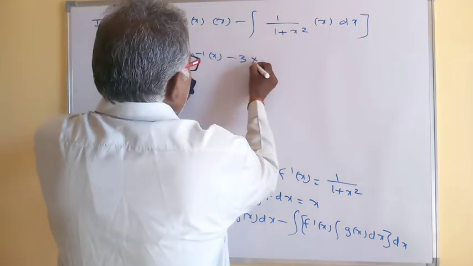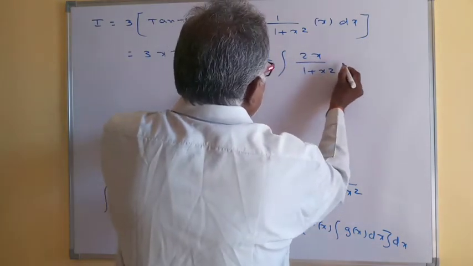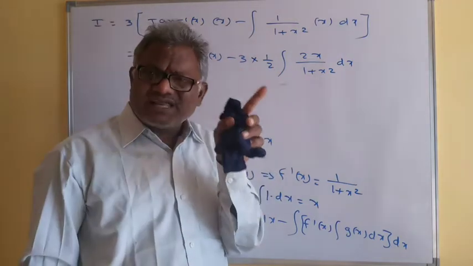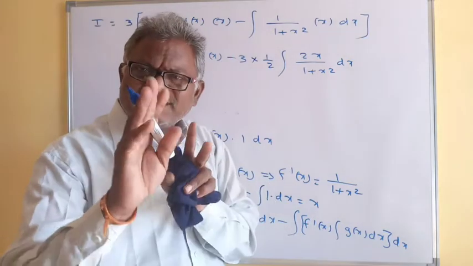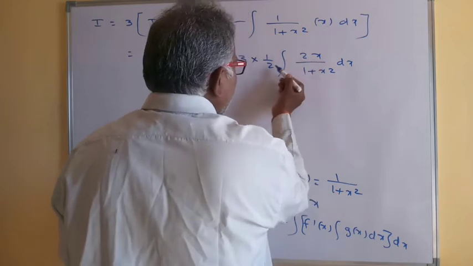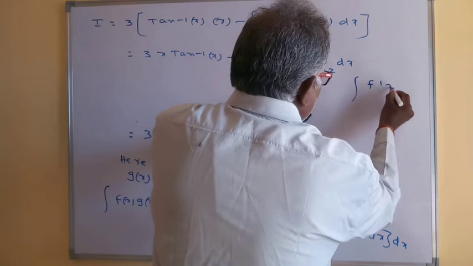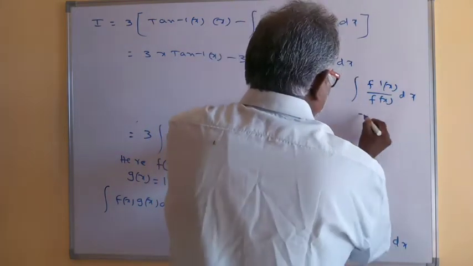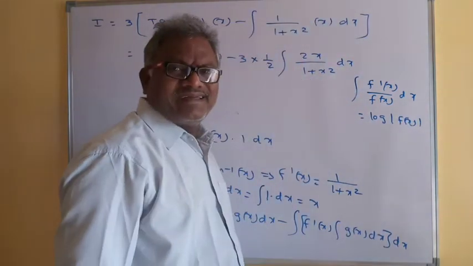So here we have 1 by 2 into the integral of 2x by (1 plus x square) dx. Under the denominator, 1 plus x square is there, so its derivative is 2x, but in the numerator only x is there. So we multiply by 2 and again divide by 2. This is nothing but the form f dash x by f of x dx, which is equal to log of f of x. This is the formula. Are you clear?